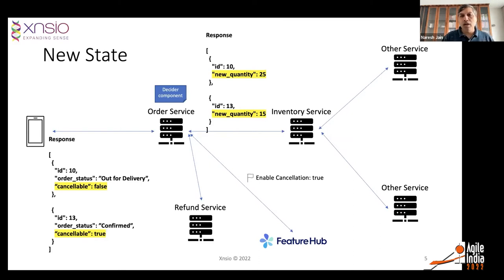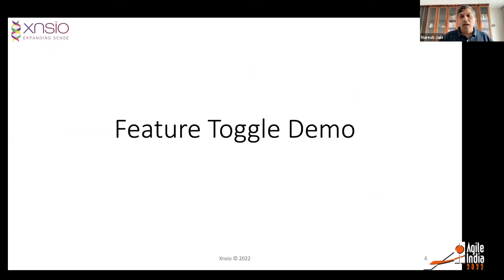And the service or the component that is actually controlling this decision factor, generally that's called the decider component. We will see later on how that orchestrates the toggle through the CI/CD process.